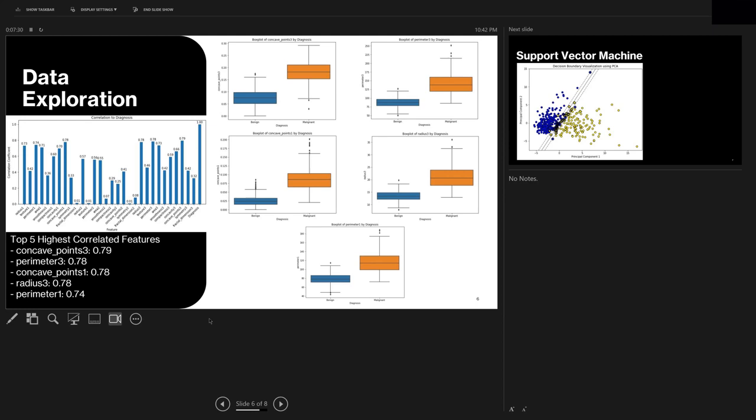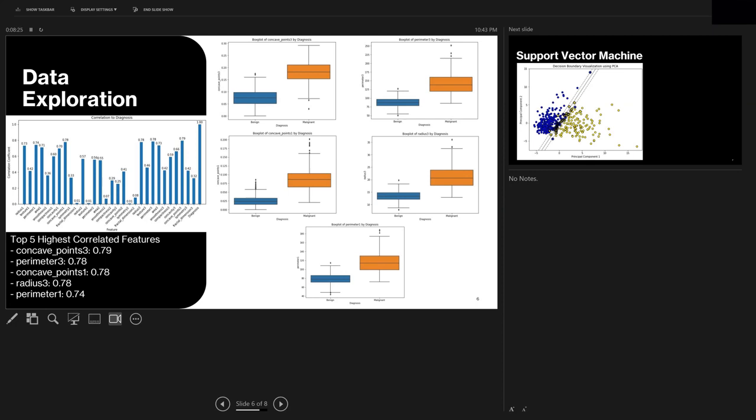And so here I plotted the correlation of each factor to the diagnosis. And obviously the diagnosis has a 1-to-1 correlation ratio with itself. And interestingly enough, the middle slice of the cell, number 2, has the lowest correlation for every factor compared to slices 1 and 3, and the 1 and the 3 are far more highly correlated. And that shows down here too in our top 5 highest correlated features, which are concave points in the 3rd slice, perimeter of the 3rd slice, concave points in the 1st slice, radius of the 3rd slice, and the perimeter of the 1st.